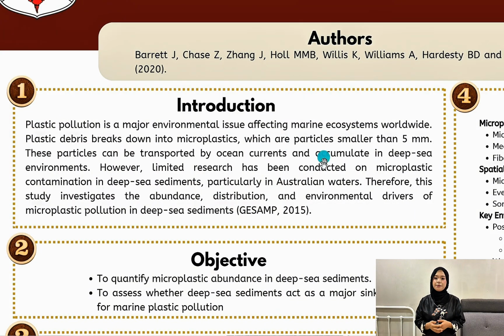Over time, plastic breaks down into very small pieces called microplastics. Microplastics are very tiny pieces of plastic which are smaller than 5 millimeters. They come from bigger plastic things like bottles, bags, and fishing gear that break into smaller pieces. These tiny plastics can travel long distances through ocean currents and eventually sink to the deep ocean floor. However, researchers still do not fully understand how much microplastic exists in deep sea environments.